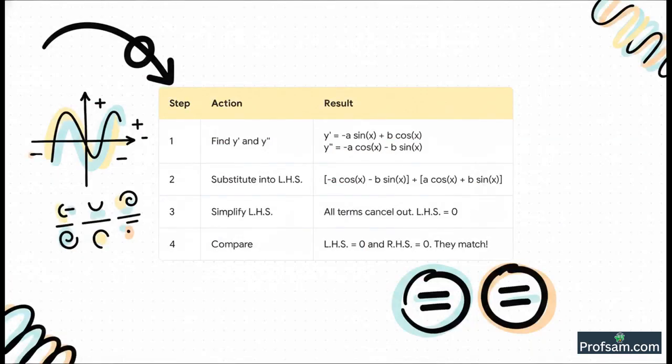Let's walk through an NCERT example, step by step, no steps skipped. We have to verify that y equals a cos x plus b sin x is a solution for y double dash plus y equals 0. Okay, step 1, we find y dash and then y double dash. Now for step 2, we substitute y double dash and the original y into the left-hand side. This gives us minus a cos x minus b sin x plus a cos x plus b sin x. Now step 3, simplify. And you can see that everything cancels out perfectly. We're left with just 0. Finally, step 4, compare. The left-hand side is 0, and the right-hand side is also 0. They match, so it's verified.